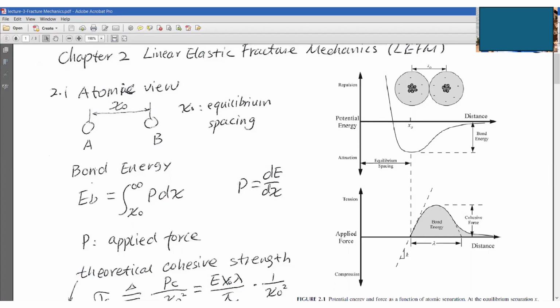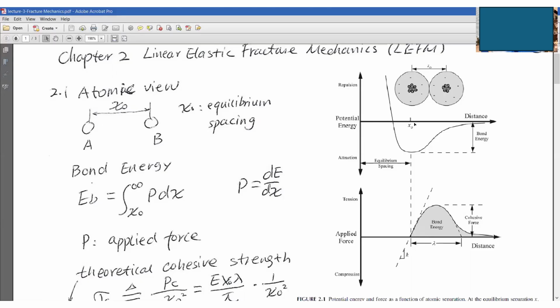So there is a concept called bond energy. Bond energy, EB, is the integration from this equilibrium spacing x0 to infinity of P dx. And P is the applied force, right? So P equals the derivative of E with respect to x. Look at this picture, this is potential energy, right?